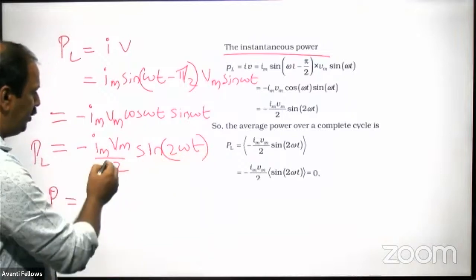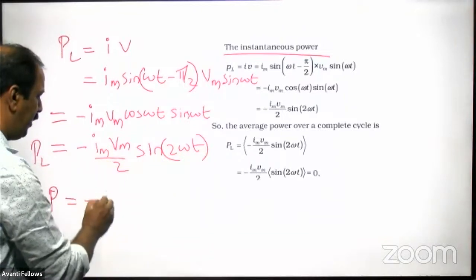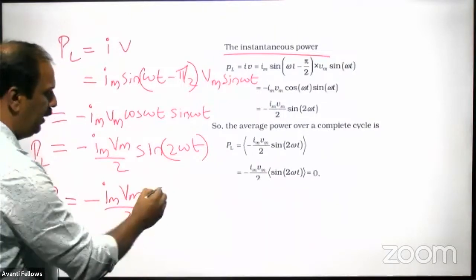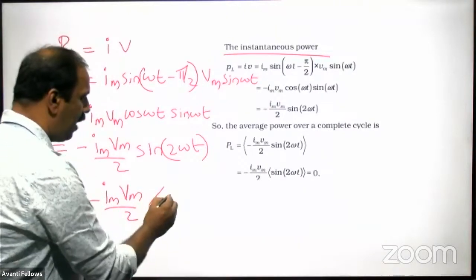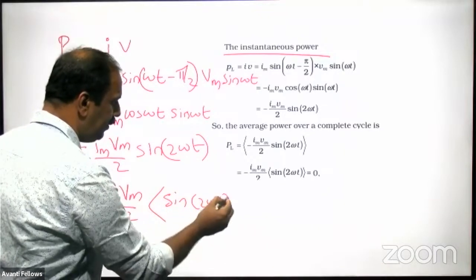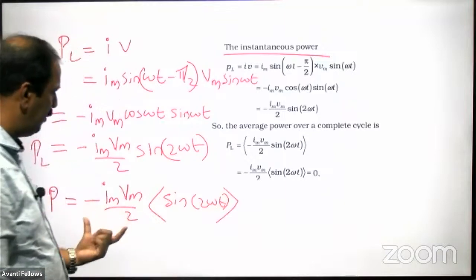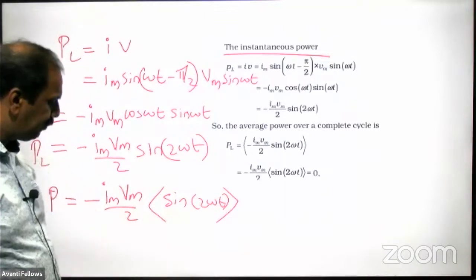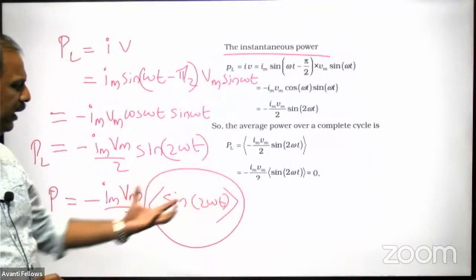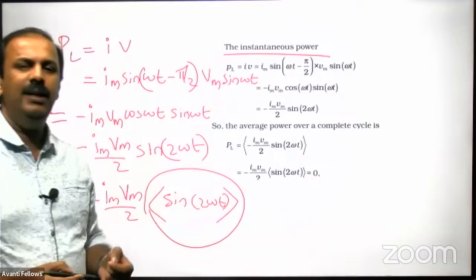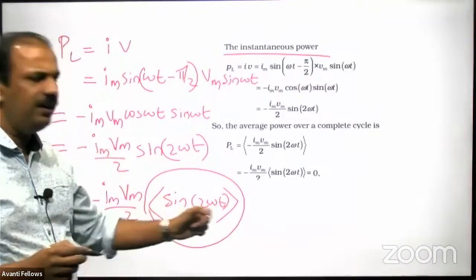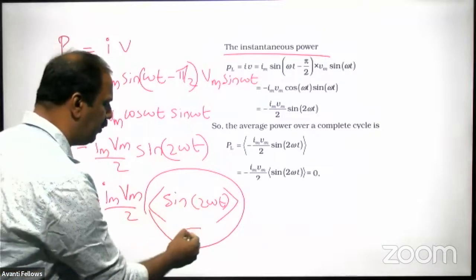So when you take the average of this one, these constants we can take outside, minus Im Vm by 2 into the average of sine 2 omega t. Now, you are multiplying this quantity with this quantity. So what about this quantity? This is the average of sine theta. Sine omega t means it's a theta, and when t changes, it will go for the full cycle. So for the full cycle, when you take sine theta, its average value will become 0.